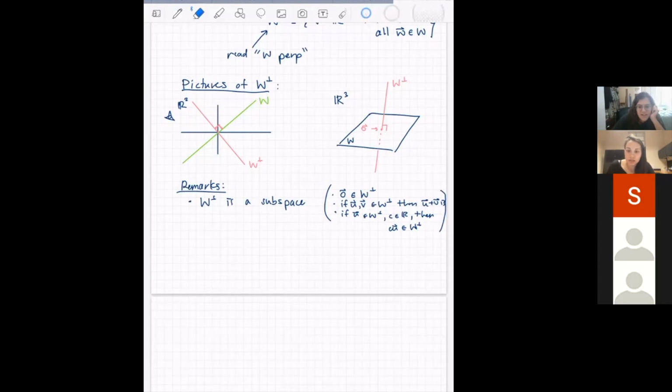Right? Pardon me, how does the last one go, if U and V are in W perp and C is in R? Sorry, the second one, it says then U plus V is, I'm assuming, also in W perp? Yeah, I dropped that part because I wanted to write it small. Sorry. So if U and V are in W perp, then U plus V is also in W perp. Does that make sense?